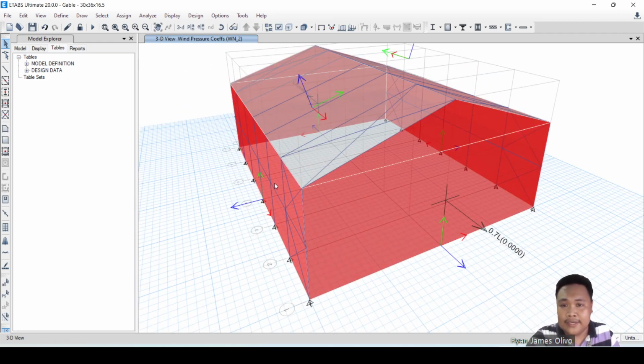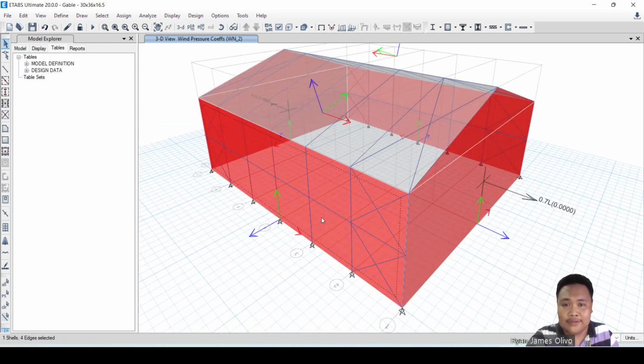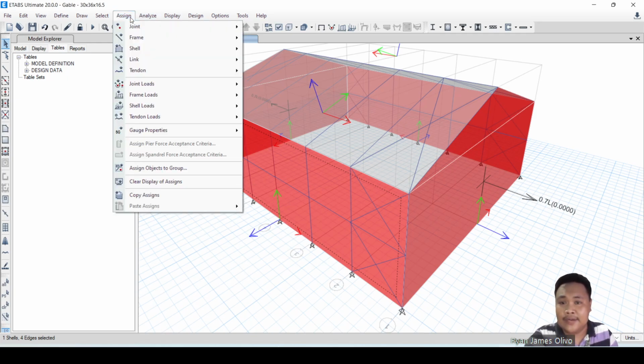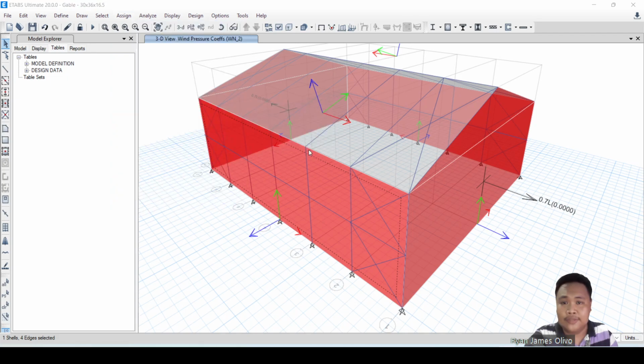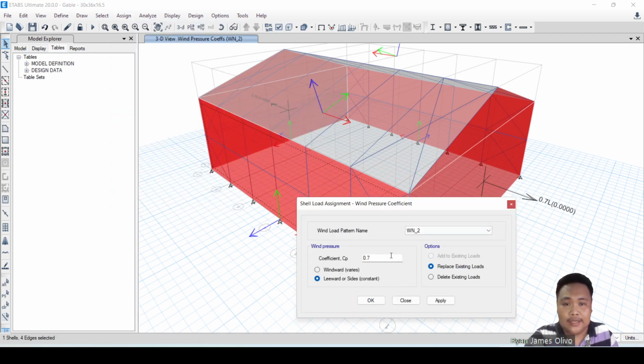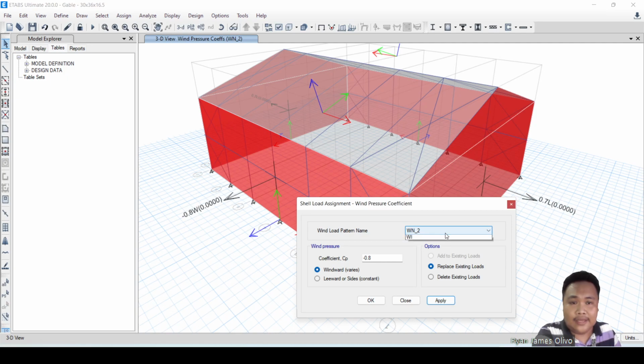For the windward side, the local z-axis here is going outside. Let's flip the sign here. Assign shell loads, wind pressure coefficient. Then that is negative 0.8, and this is windward. So we apply. Then for WN1, we also apply. Sorry, don't forget to select previous, then apply.